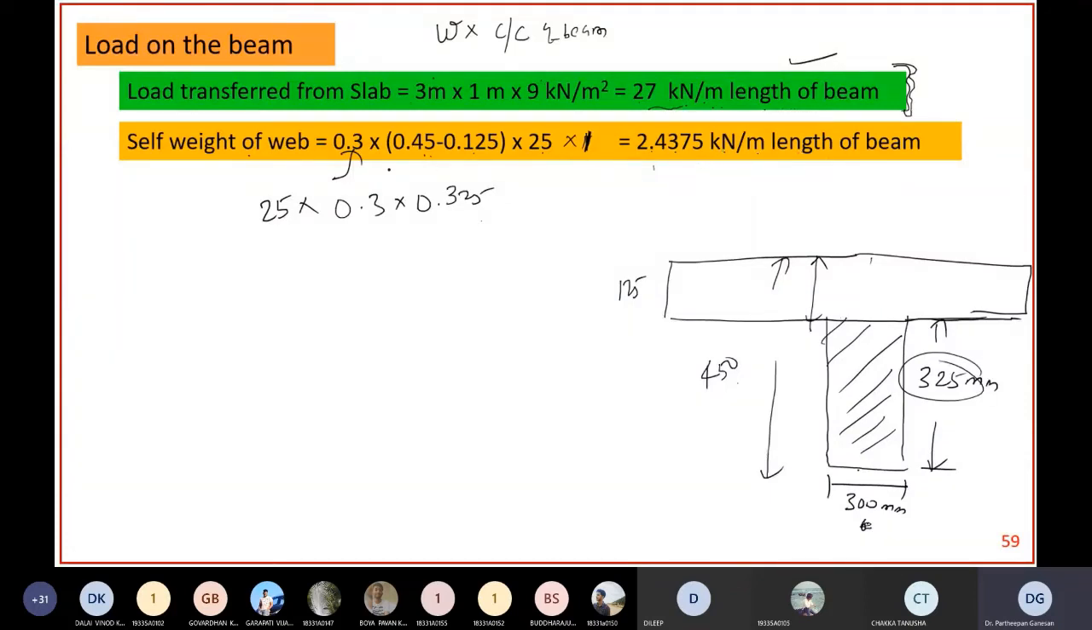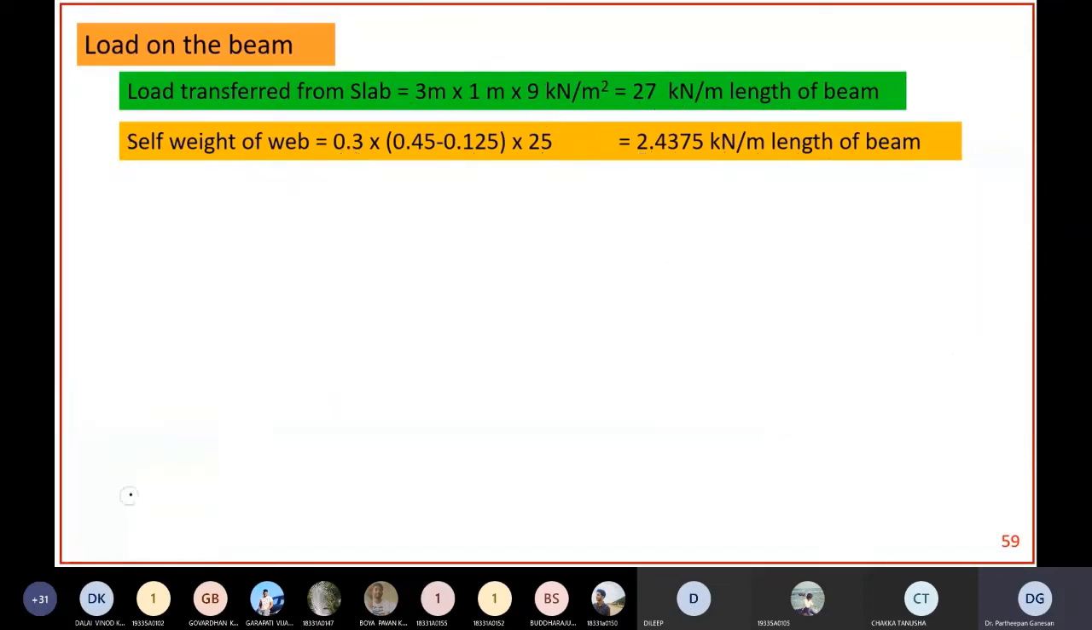So, any doubt in this one, self weight of the web or self weight of the beam portion, in this web portion alone? It is pretty simple. Just take 1 meter length multiplied by the height multiplied by the width, all in terms of meter, multiplied by the weight density, which will give you so many kilonewton, and that you are finding only for 1 meter length of the beam. Okay. So this is the self weight of the web. That's all. Then you add everything together.